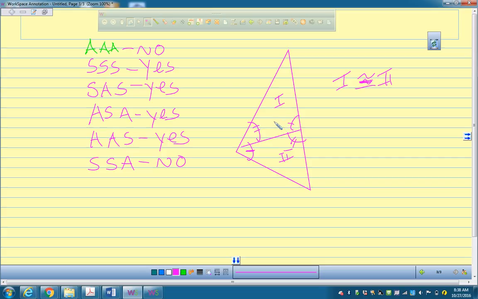Angle, side, angle. A lot of times, see the side? Where's the side, Ian? It's the one in the middle. Very good. This side is in both triangles, right? So angle, side, angle. Yes, by angle, side, angle.